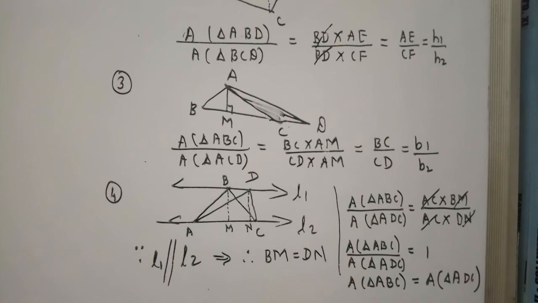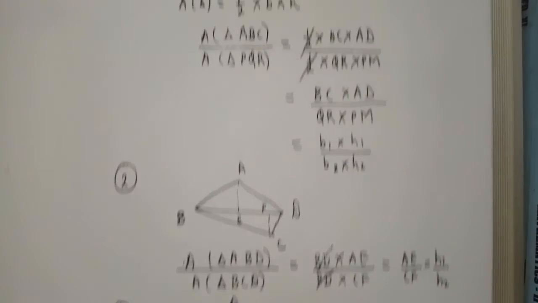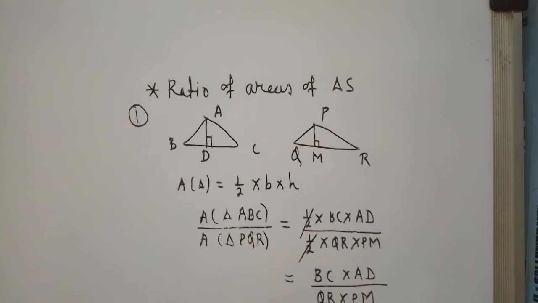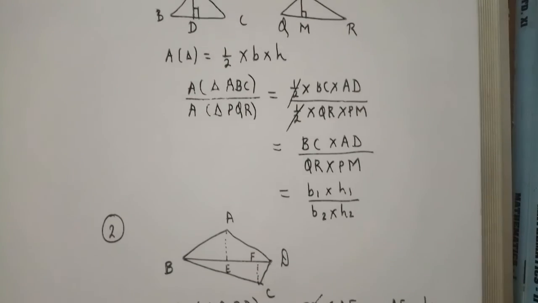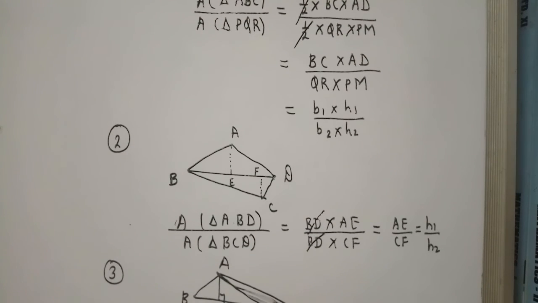So friends, we have checked 4 cases. Quickly I'll revise all 4 cases and then I will stop this video, right? In case 1 we have discussed the general case. So what was the general case? When we have two triangles, the ratio of their areas will be equal to what? That will be equal to base 1 into height 1 upon base 2 into height 2.